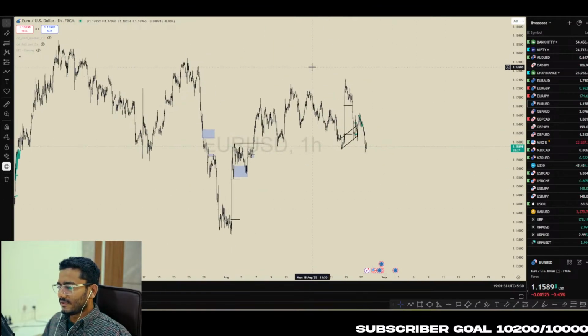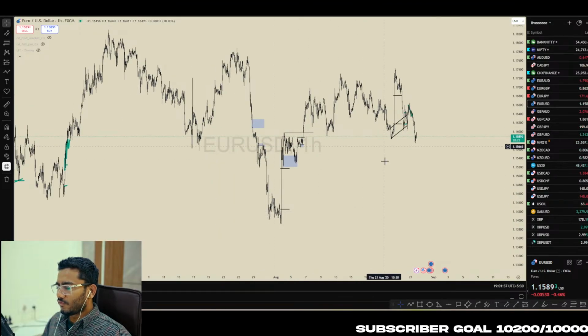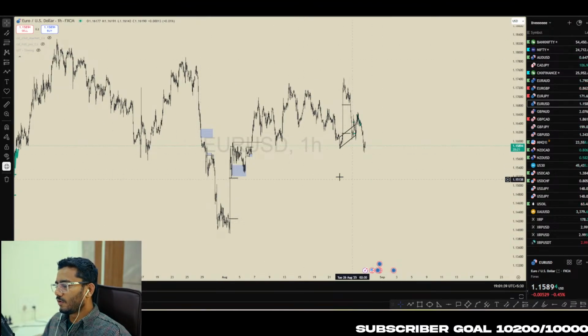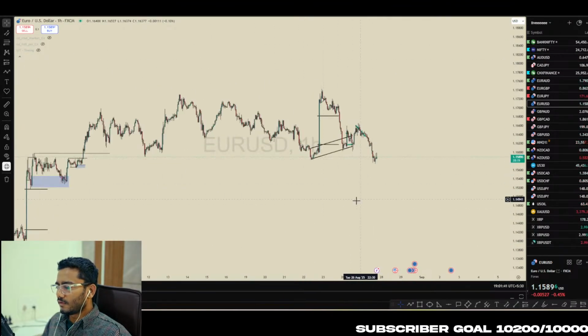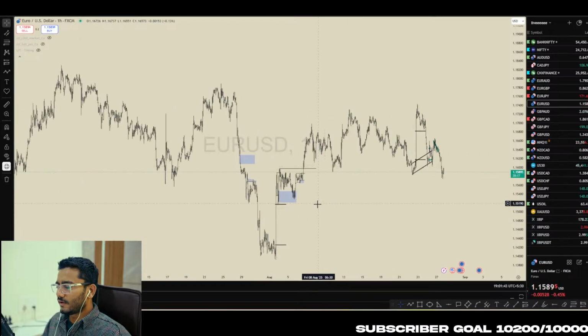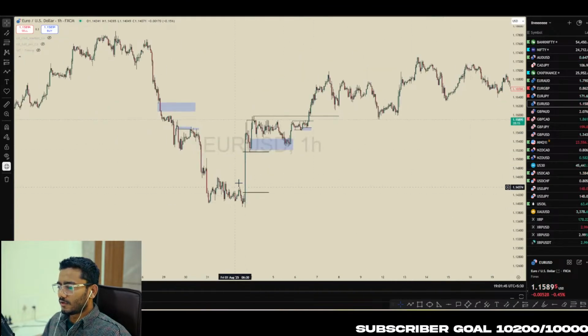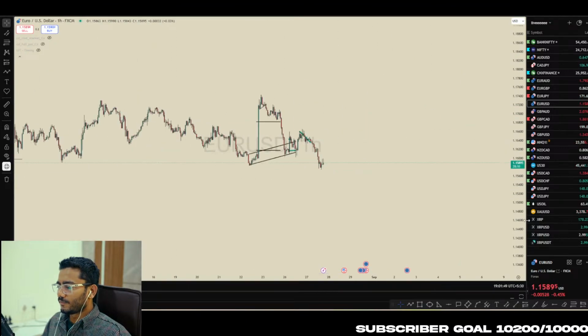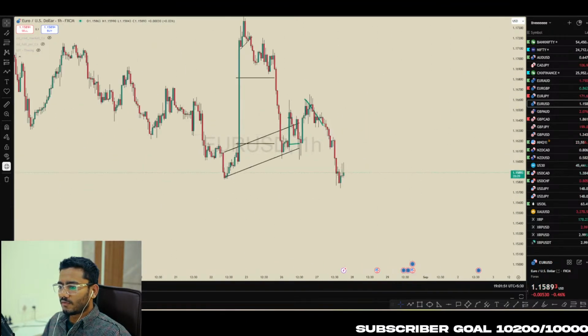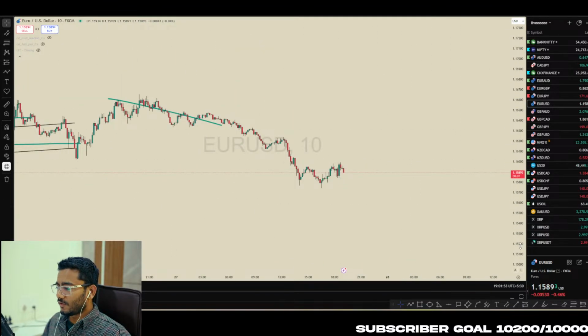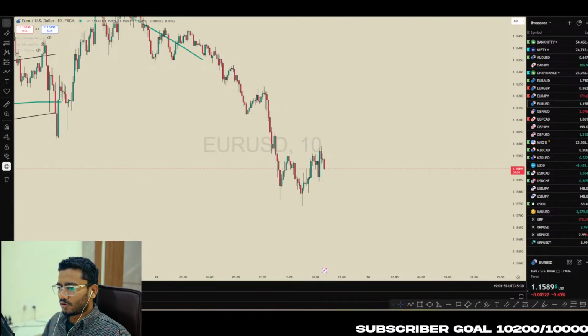So that's the reason that we don't want price to fulfill our imbalances. If price fulfills an imbalance, then probably it creates more liquidity. Here we can see this imbalance got fulfilled. It's creating trend line liquidity, and here we have this imbalance which is not fulfilled, so it's continuing to the upside. So right now, that type of setup we want to look for.